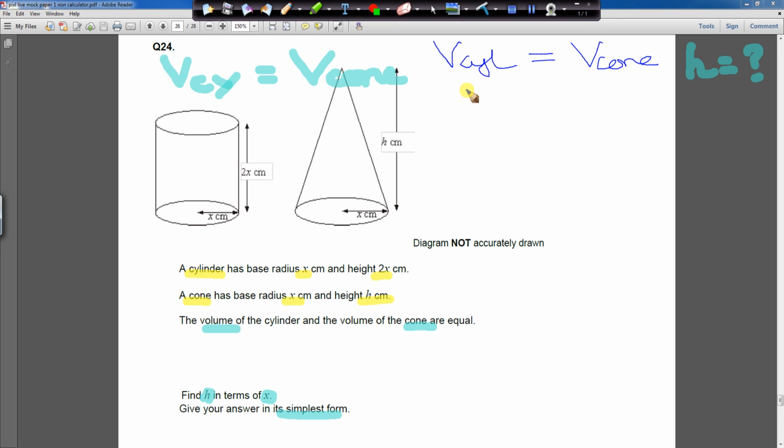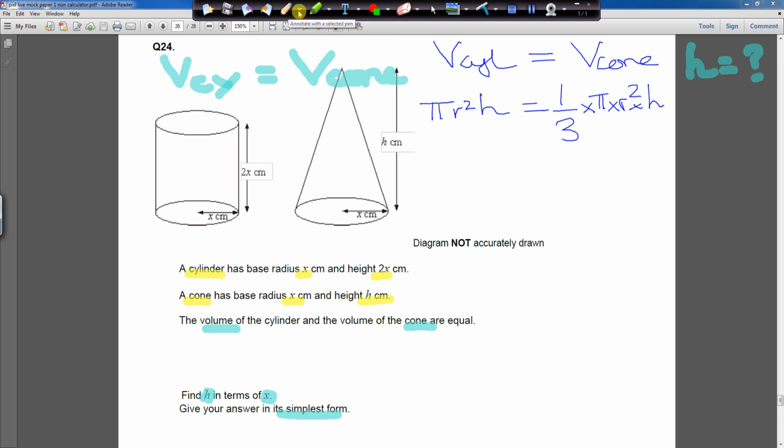The volume of a cylinder, if you turn to the front page of your examination, it will give you the formula as pi r squared times by the height. And the volume of the cone is going to be given by 1/3 times by pi times by the radius squared times by the height. Okay, so that's the volume of the cylinder and that's the volume of the cone.